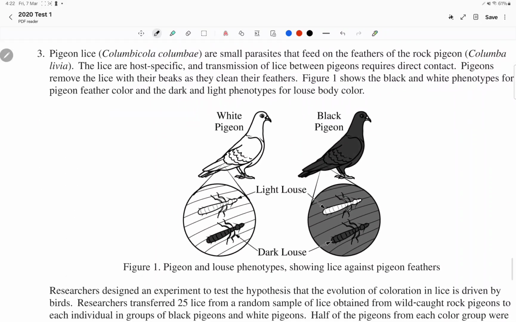Now, we have something called pigeon lice, which is a parasite that feeds on the feathers of the rock pigeon. The lice are host specific, and transmission between pigeons requires direct contact between the pigeons. Pigeons remove the lice with their beaks as they clean their feathers. As you can see, you could have both types of lice on a pigeon. But I think it's pretty obvious that a white pigeon is going to have a hard time seeing a light louse, but an easy time seeing a dark louse. And a black pigeon is going to have an easy time seeing a light louse, but a hard time seeing a dark louse. I think that's pretty obvious, right?